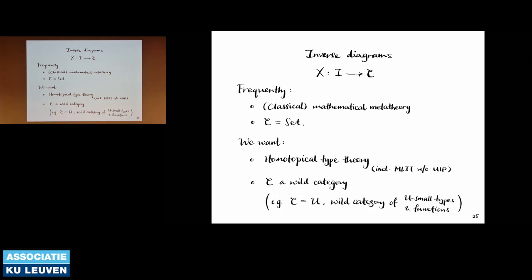So the reason we want to do this is because we very often want to replace the notion of set in this context with a universe in our context. And the universe type can be seen as a wild category of, well, the U-small types and the functions between them. Of course, now functions between any two types don't form sets, and this is why we take this generalization.